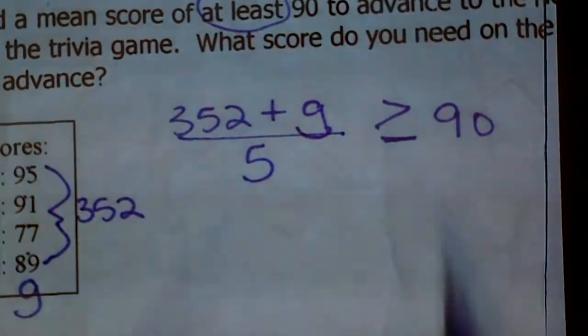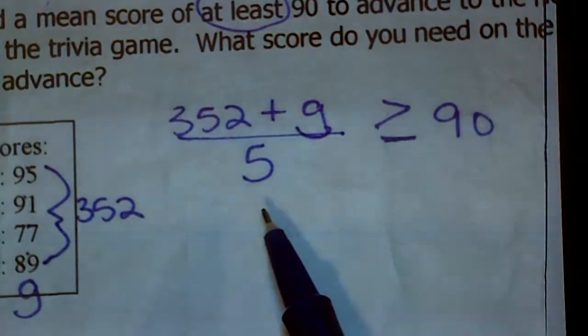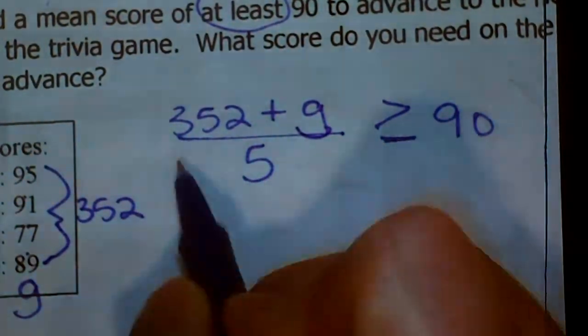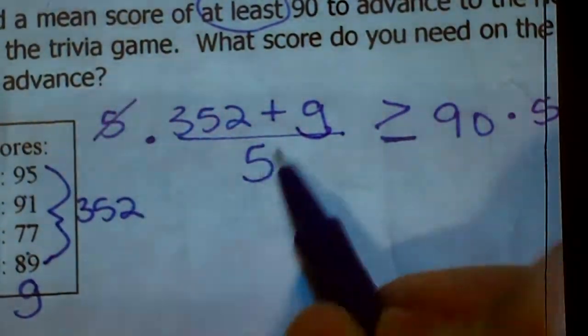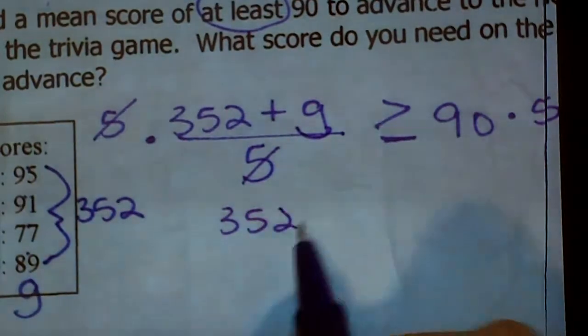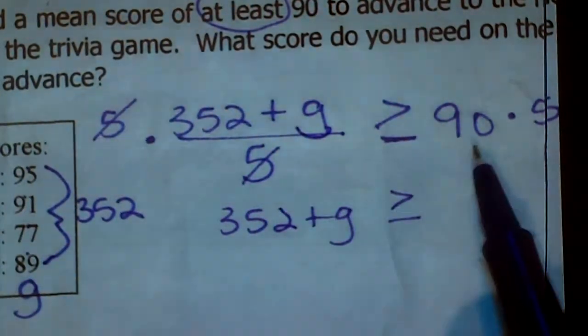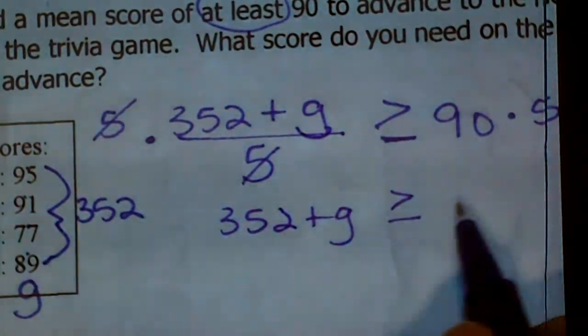Your first step in this, you need to get rid of that denominator. So in order to get rid of that dividing by 5, we're going to multiply each side by a positive 5. And we're left with 352 plus G is greater than or equal to. When you take 90 times 5, you should get 450.